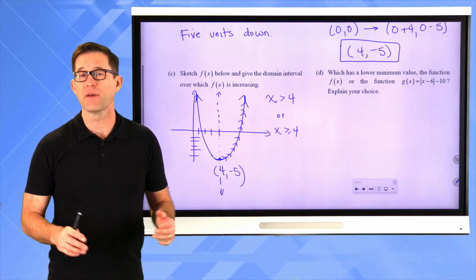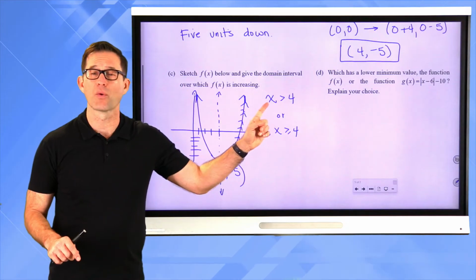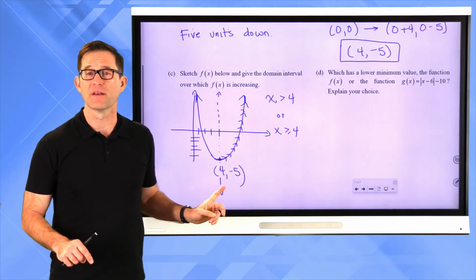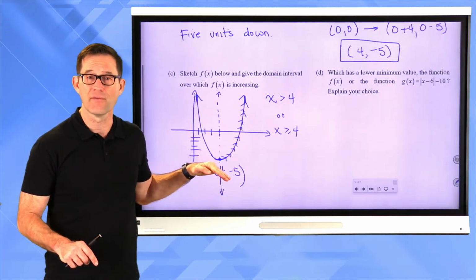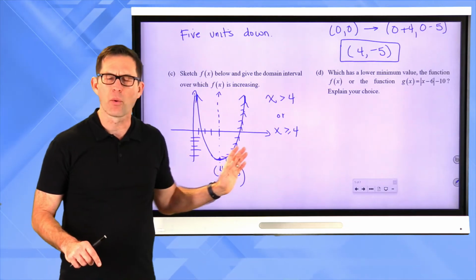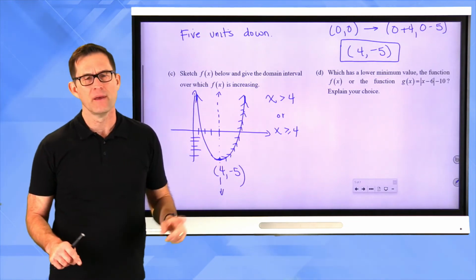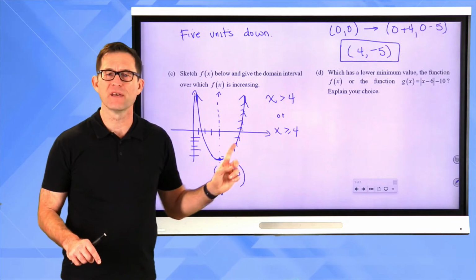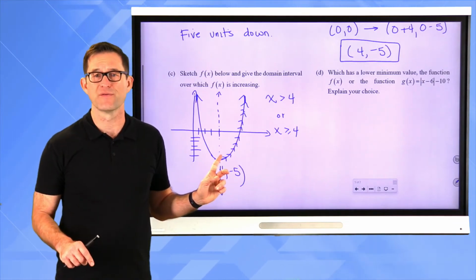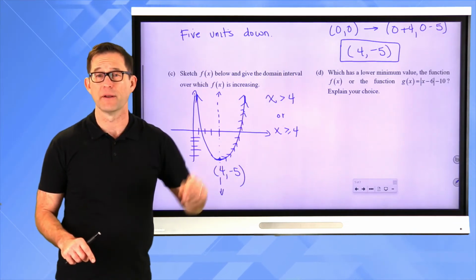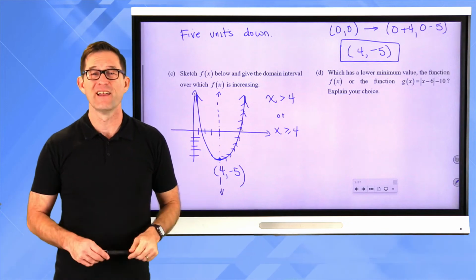I think most people sort of lean towards not including the 4 because at that point the parabola is level, right? So it's sort of like everywhere after 4 it's going up. But I claim if I'm going to walk up this hill, I'm probably going to start at x equals 4 and then start climbing. Anyway, whatever. Let's take a look at letter D.